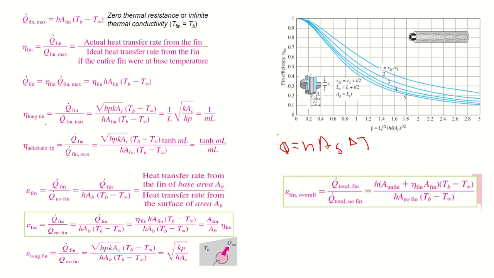So Q dot of no fin is what? We found the value to be 974 watt. Okay. Now next, what is your step? To find the area of unfin. We have area of no fin as well as area of unfin. That is the one we need to find out.